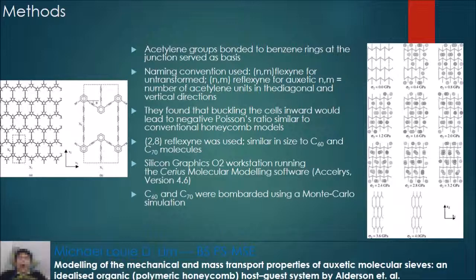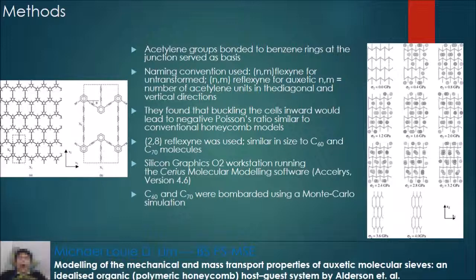Using a Silicon Graphics O2 workstation running the Sirius molecular modeling software, force field simulations were done to observe the effect of forcing C60 and C70 molecules into the pores of the polymeric structure. Conditions are made sure so that interactions between atoms are minimized and that deflections or attractions are nullified.